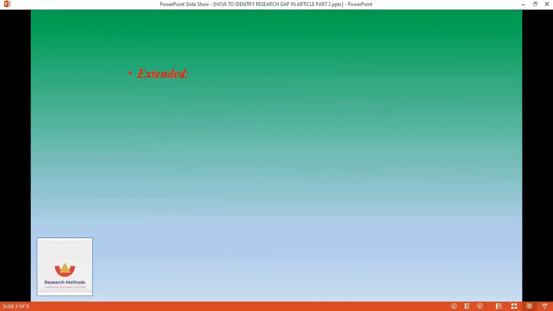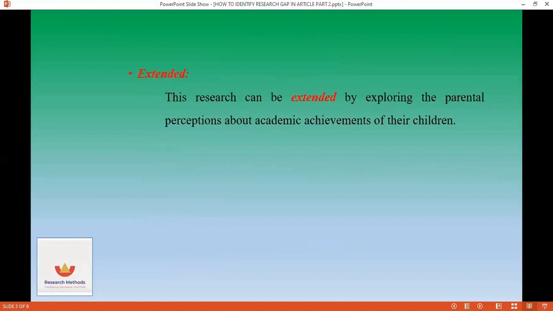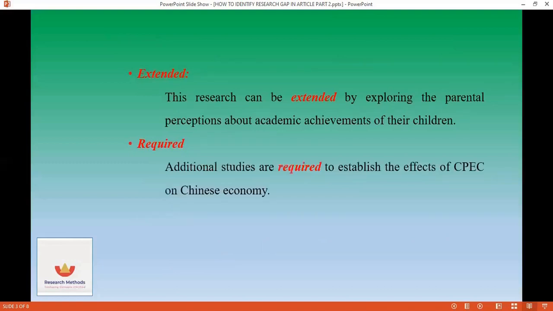Next word we have "extended". Example is: this research can be extended by exploring the parental perceptions about academic achievements of their children. Here, the extended word is pointing towards the research gap that the author is willing to introduce. Next word we have "required". Example is: additional studies are required to establish the effects of CPEC on Chinese economy. Here, you can see that the word required is signaling about a research gap.